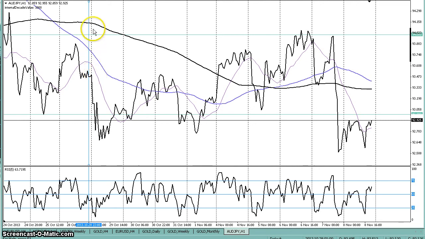This is 100 periods simple. This is 200 periods simple, right? So sell, right? Good trade, right? Bam. Good trade, right? Bam.